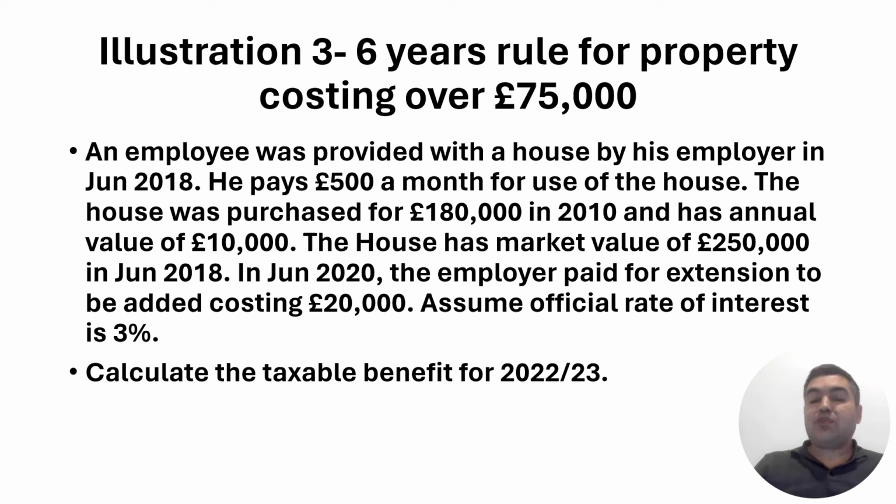Remember, this property was already owned by the employer for more than 6 years before providing it for living to their employee. So therefore, the 6-year rule would apply. In this case, we need to take into account the market value of the property, not the cost of purchase of that property, and add any improvement. For example, there's an extension which was added costing 20,000.